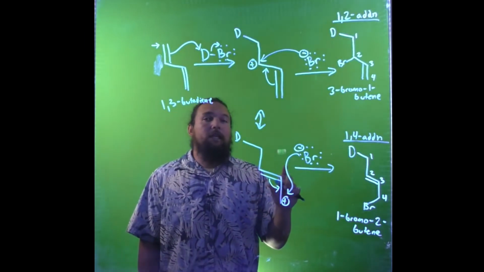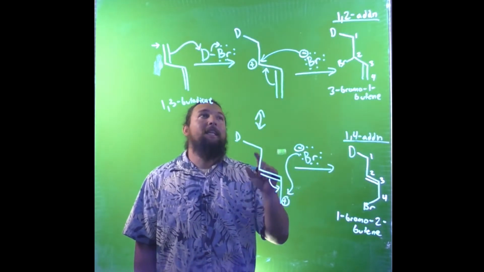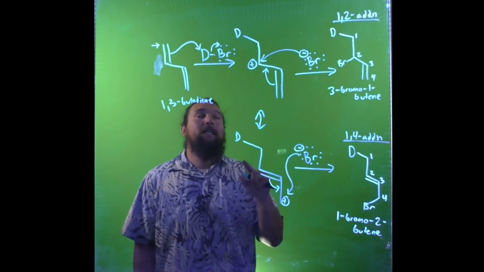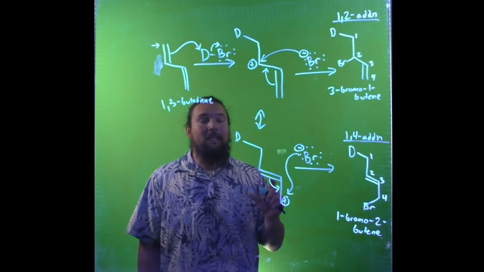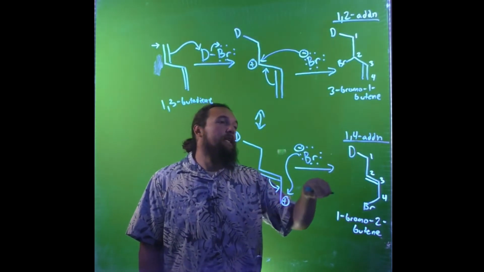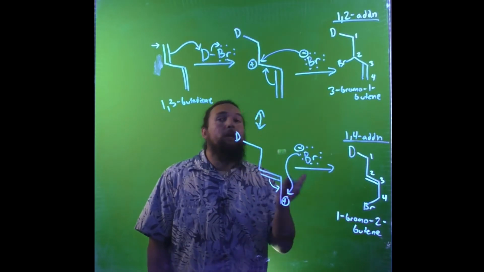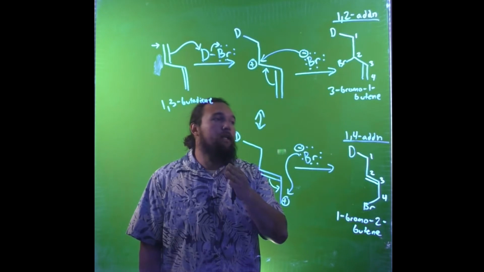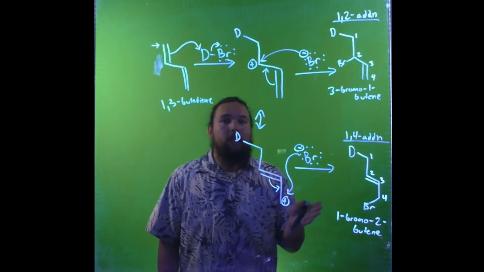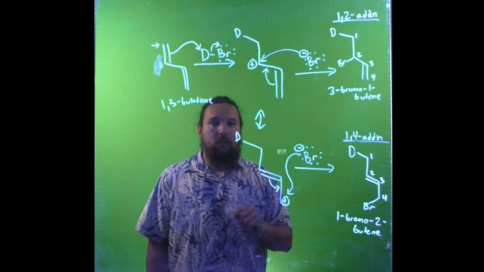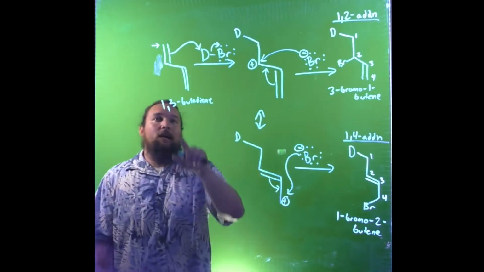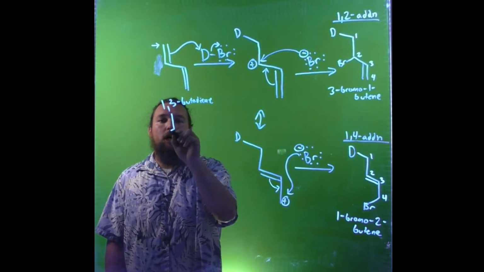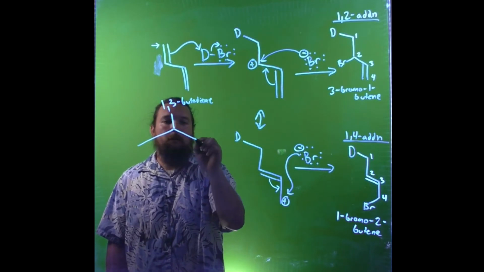what's really interesting about this is we observe both of these products in this reaction. And the amazing thing is not only do we observe both products, but we can make it so that one product over the other is the major product just by varying experimental conditions. So let's say that we start off with this 1,3-butadiene, and we have two situations, okay?